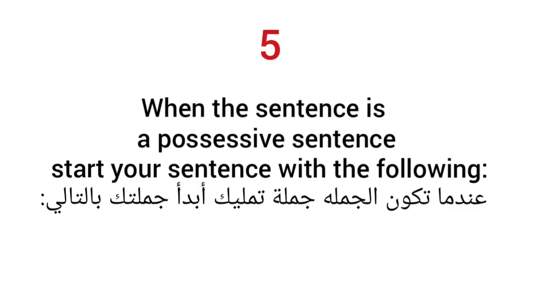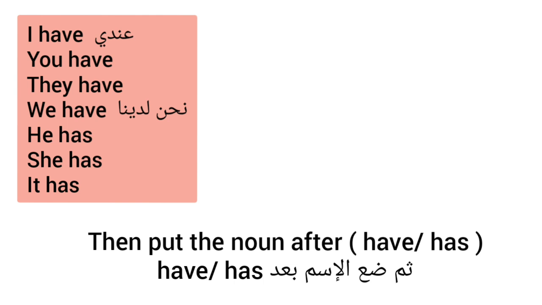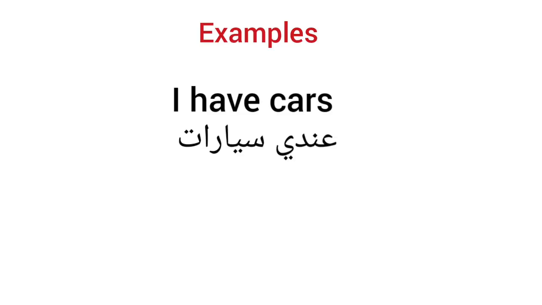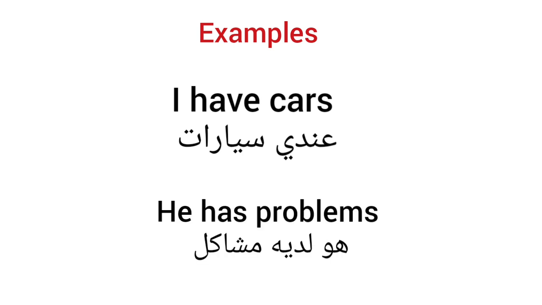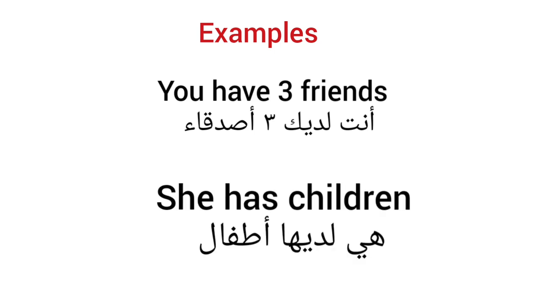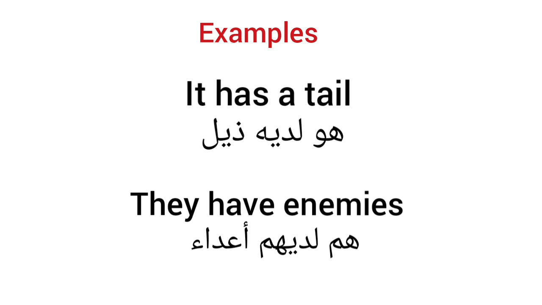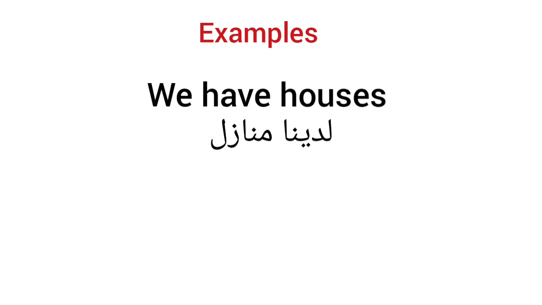When the sentence is a possessive sentence, start your sentence with the following. Then put the noun after have, has. I have cars. He has problems. You have 3 friends. She has children. It has a tail. They have enemies. We have houses.